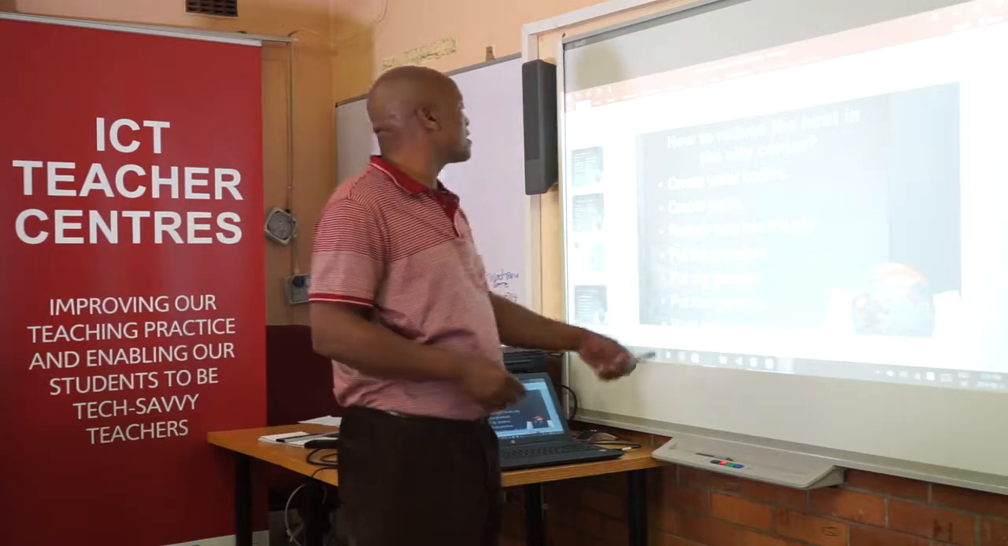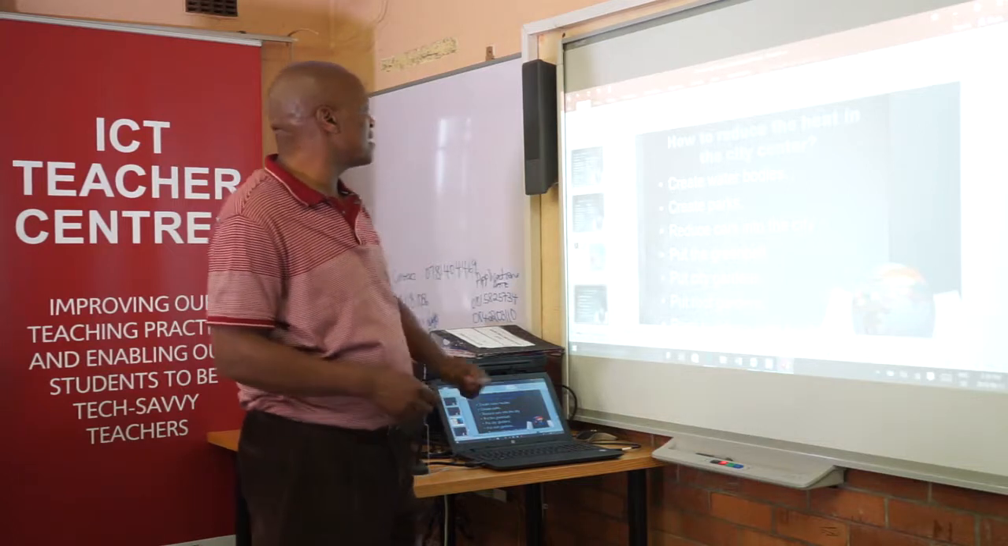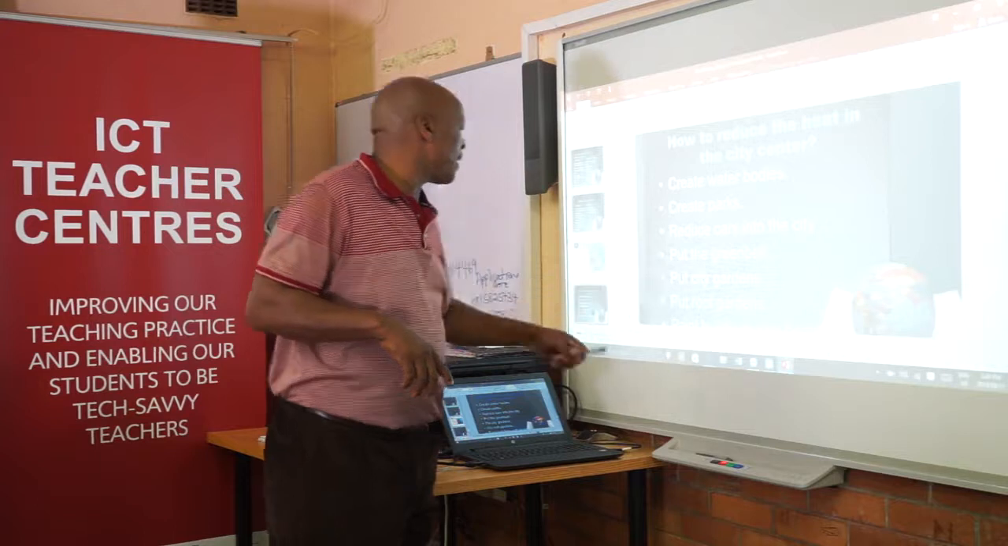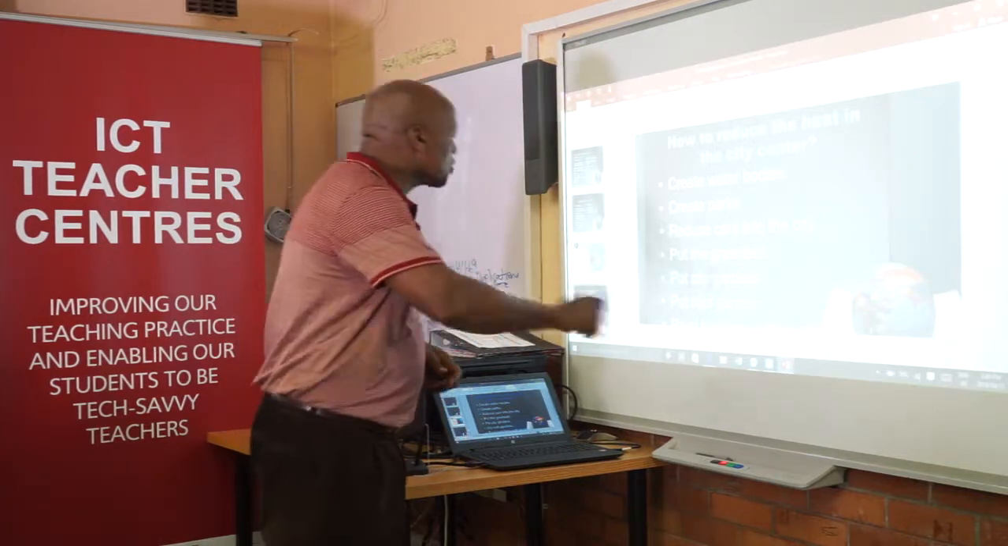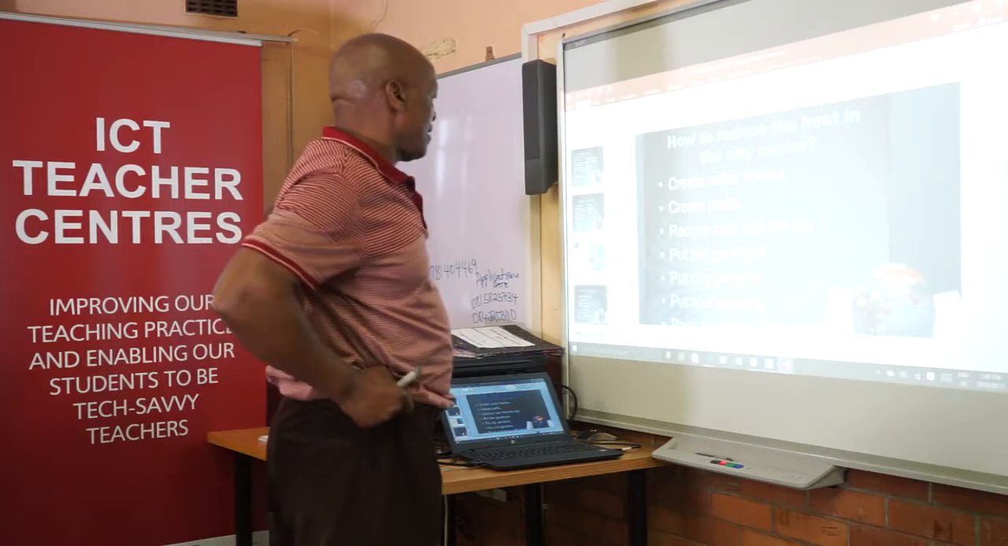How to reduce heat in the city center? Create water bodies, create parks, reduce cars in the city, because the cars emit greenhouse gas, put green belt, put city gardens, put roof gardens, paint buildings with bright colors. Right.